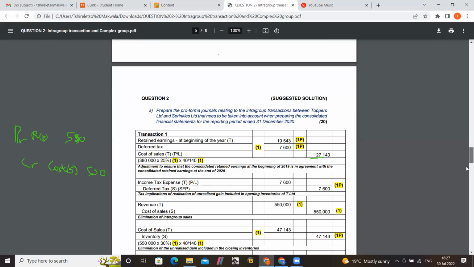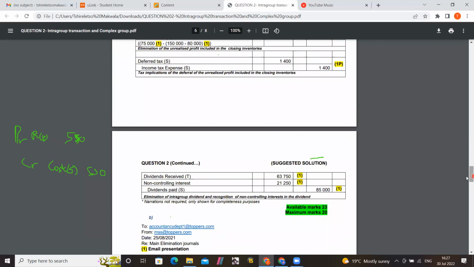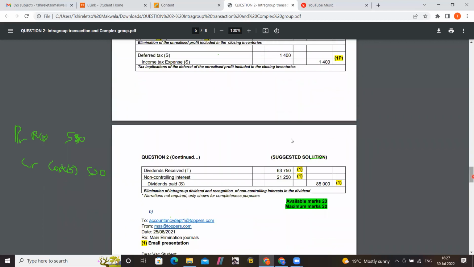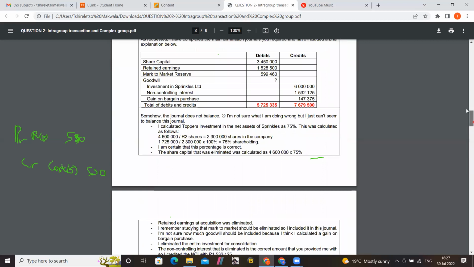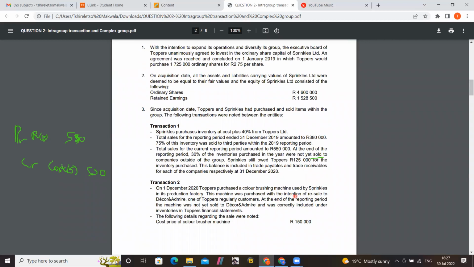I hope you get the whole point of the unrealized profit right here. And now we go to the next part. After that, let's see if they have any other transactions. So here, okay, we are told about the machine.